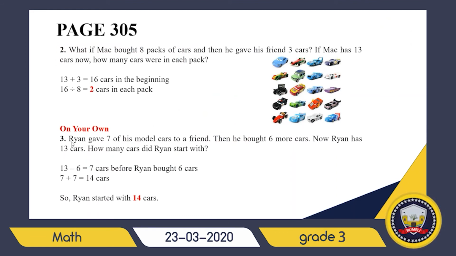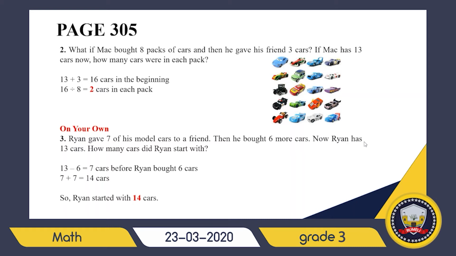Question 3. It says, Ryan gave 7 of his model cars to a friend. Then he bought 6 more cars. Now Ryan has 13 cars. How many cars did Ryan start with? It's kind of complicated. Okay, we will always do the same thing. We will always go to the back.